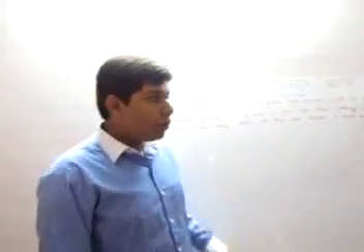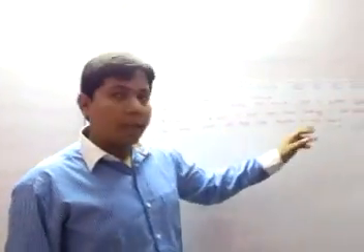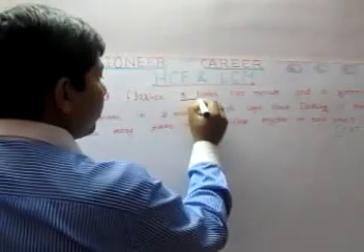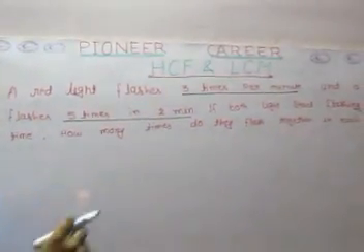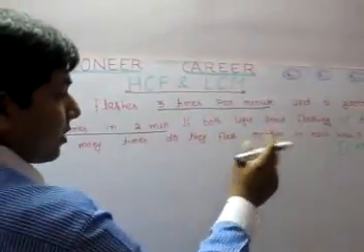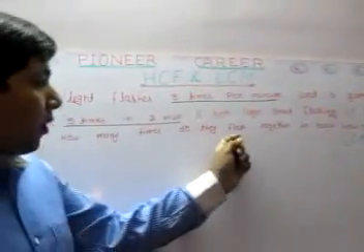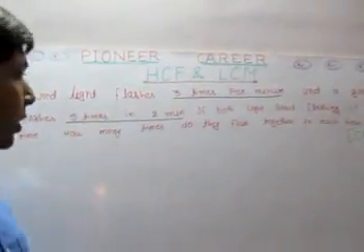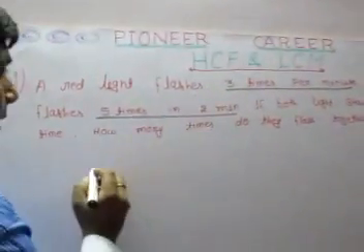Let's discuss a question on HCF and LCM that was asked in CAT 2001. The question is, a red light flashes 3 times per minute, and a green light flashes 5 times in 2 minutes. If both lights start flashing at the same time, that means they started together, how many times do they flash together in each hour?